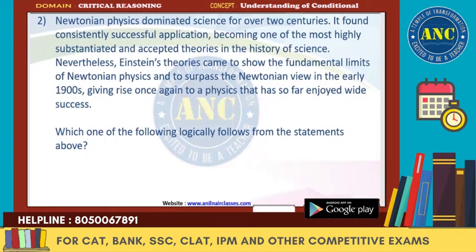The next one. Newtonian physics dominated science for over 2 centuries. It found consistently successful application, becoming one of the most highly substantiated and accepted theories in the history of science. Nevertheless, Einstein's theories came to show the fundamental limits of Newtonian physics and to surpass the Newtonian view in the early 1900s, giving rise once again to a physics that has so far enjoyed wide success. Which one of the following logically follows from the statement above?